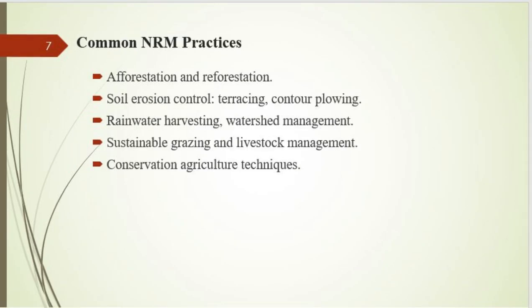Common NRM practices. There are several practical ways to manage natural resources sustainably, including afforestation and reforestation, soil erosion control, rainwater harvesting, watershed management, sustainable grazing, conservation agriculture. These practices improve soil, conserve water, and increase agricultural productivity while protecting the environment.